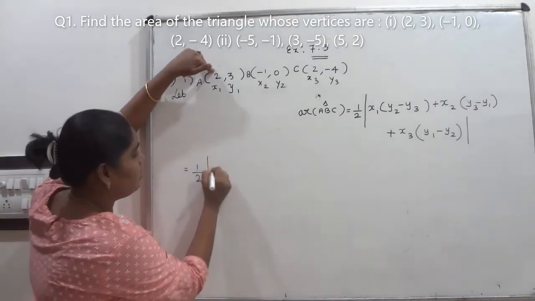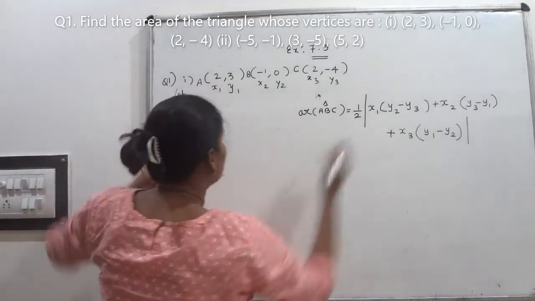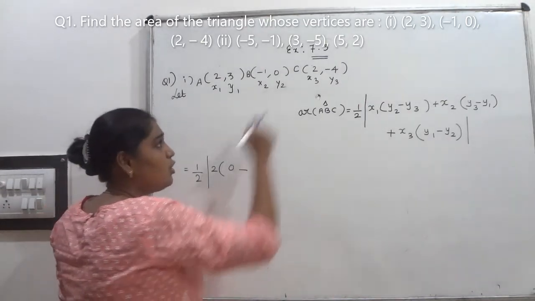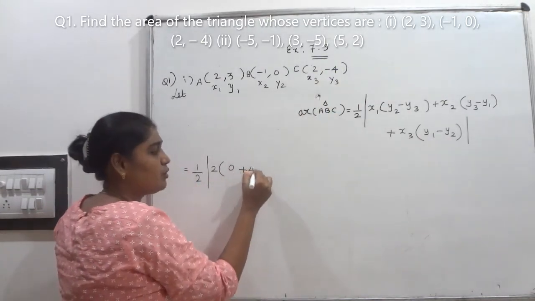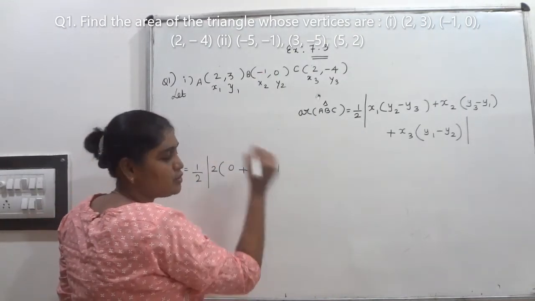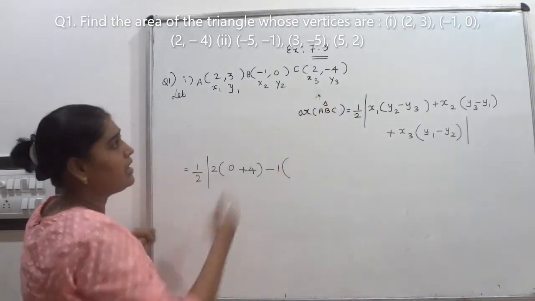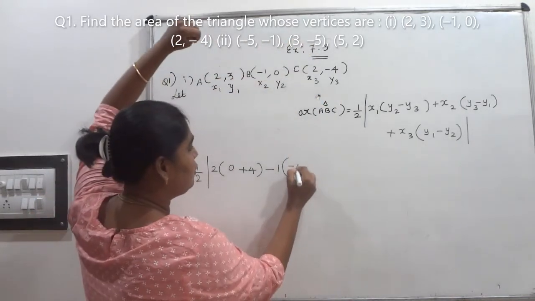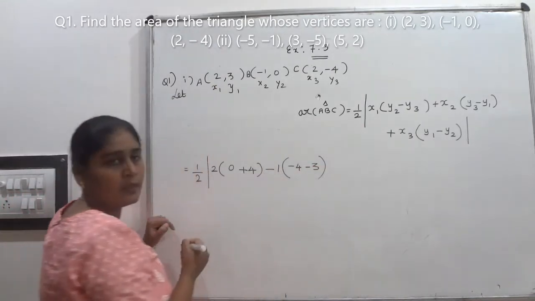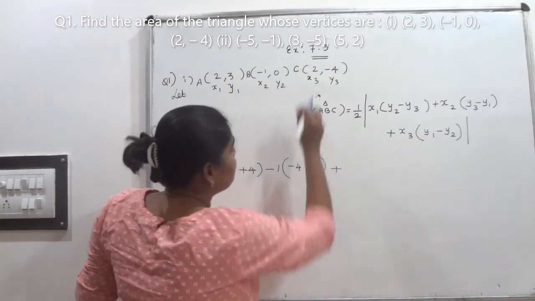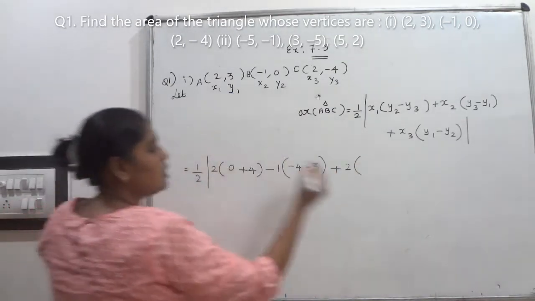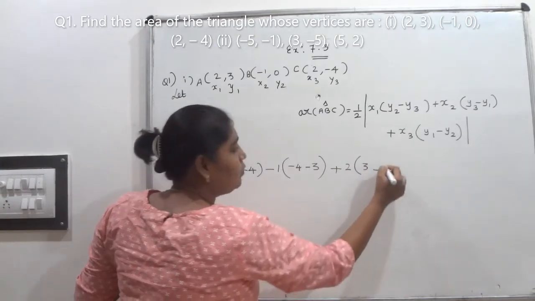What is the x1 value? 2. y2 minus y3. What is y2? 0. Minus y3, minus of minus 4. That is what? Plus 4. Plus x2. What is the x2 value? Minus 1 into y3 minus y1. What is y3? Minus 4. Minus, what is y1? That is plus 3. Plus x3. What is the x3 value? That is 2 into y1 minus y2. What is y1? 3. Minus, y2 value is what?